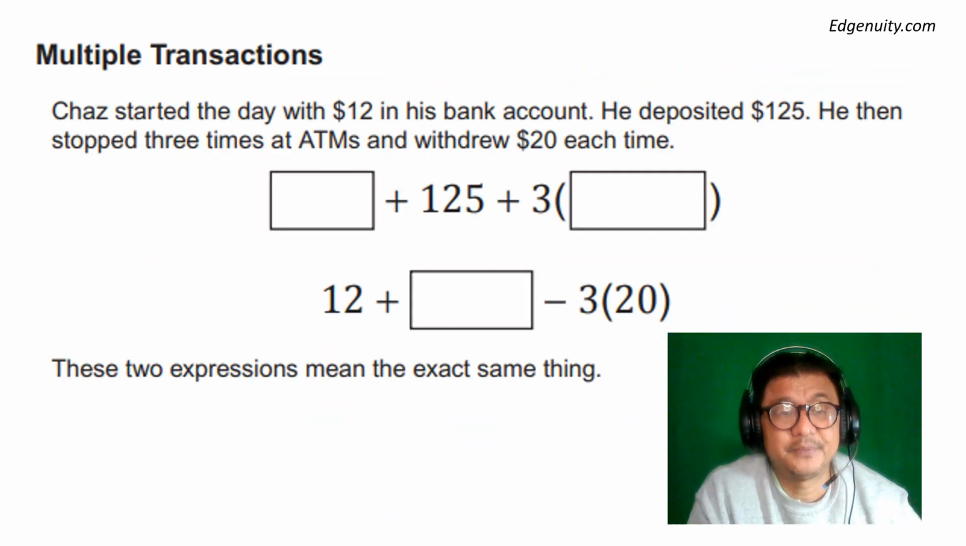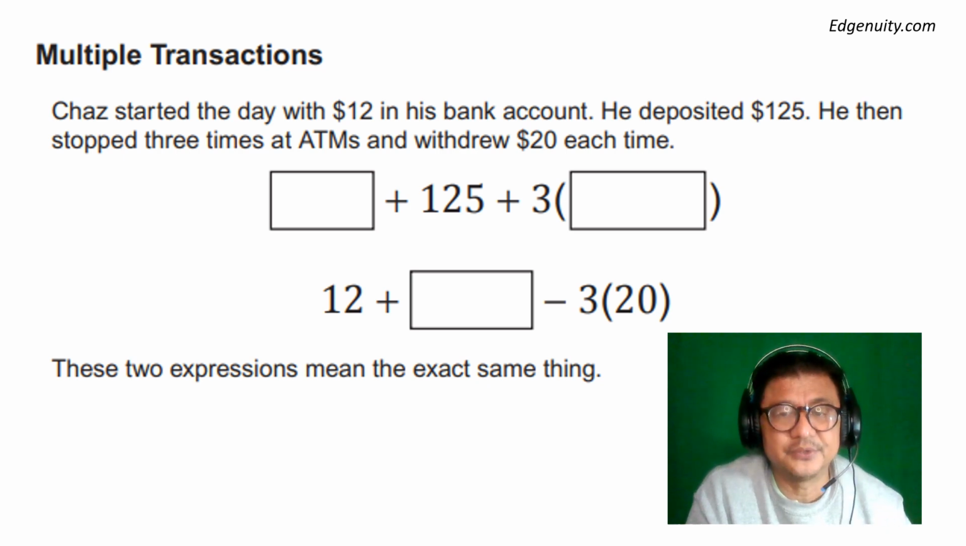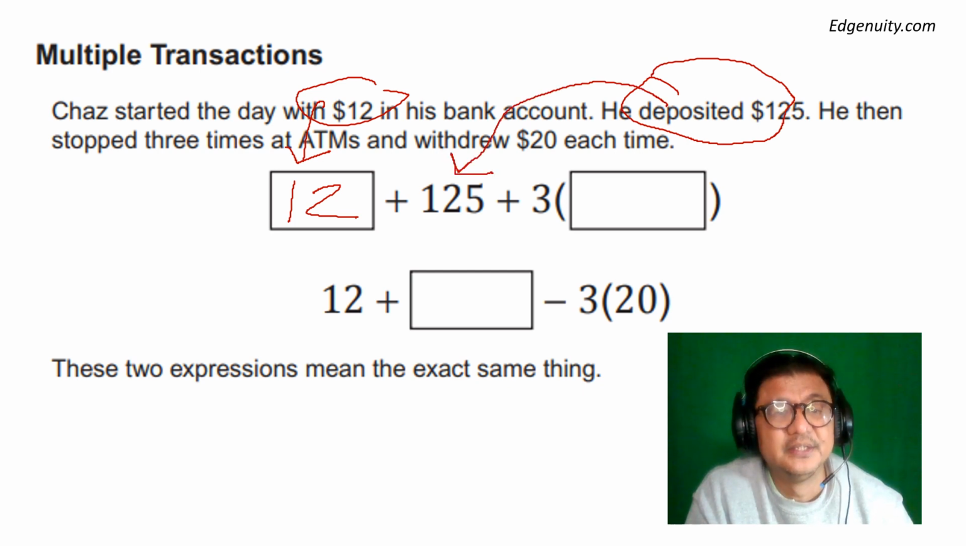Okay, let's have another problem here. Chad started the day with $12 in his bank account. $12 is the money in the bank account. So let's write it down. $12 is the money you have. He deposited. Okay, deposited is money you put in the bank. Good so far. Then he stopped 3 times at the ATM.